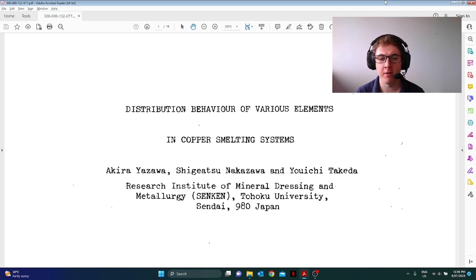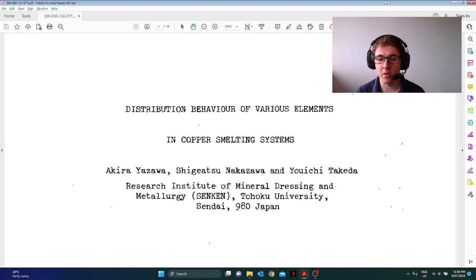So the particular paper I've picked this time is the distribution of various elements in copper smelting, written by Akira Yazawa, as well as some others as lead researchers. This one was written by Tohoku University, and you can access this via OneMine. So all the Aussie members, you can go through the website, go to OneMine, you can find this paper.